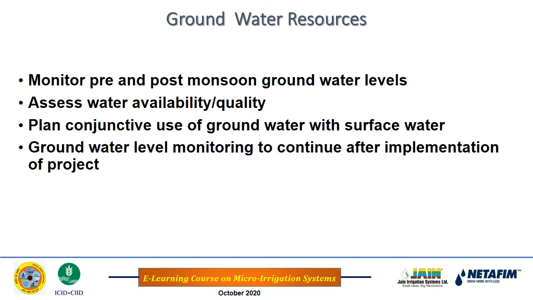Then once the project, if it is a groundwater project or maybe a conjunctive project with the use of both ground and surface water, we also need to monitor the groundwater level so that we can check that our use for irrigation is not affecting the sustainability of groundwater, and the groundwater levels are stable and not going down.